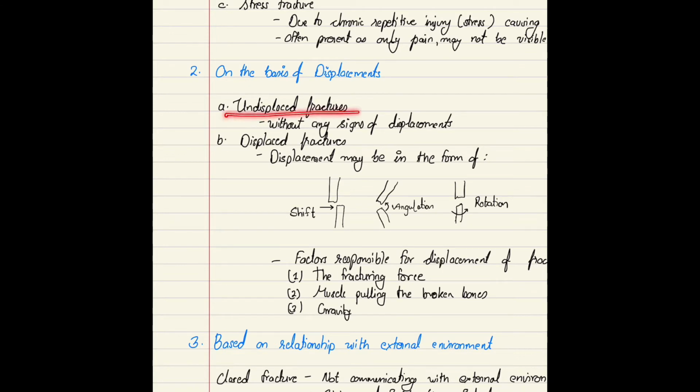Undisplaced fractures means there is no sign of displacements, means the fracture pieces are not deviated from their normal position. Whereas in the displaced fractures, there is displacement, okay? So the fracture pieces are not in their normal position. So the fractures can be in the form of shifting. So you can see the distal fragment piece has shifted slightly to the right in the form of angulation or in the form of rotation.